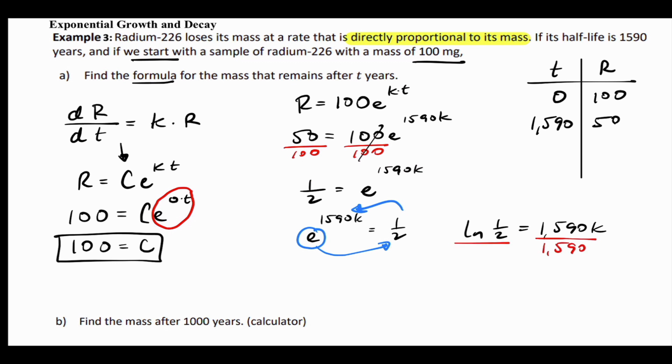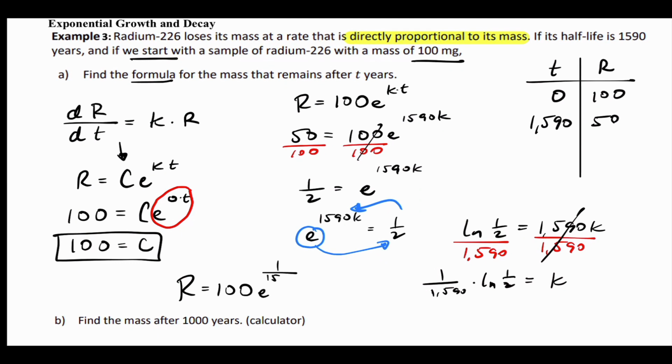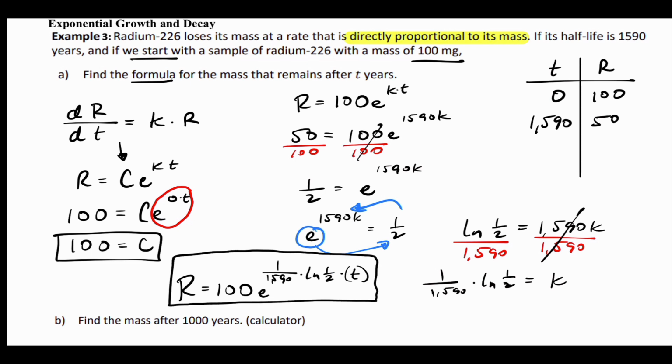Divide by 1,590. K equals 1 over 1,590 times the natural log of 1/2, or 0.5. So I'm going to plug that in for K. So R equals 100 e to that. That's the formula I'm going to use.